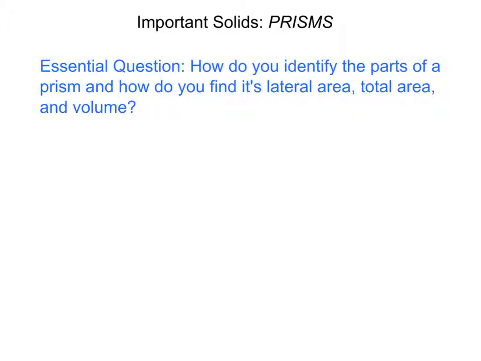First of all, let's define what a prism is. A prism is a solid figure whose bases or ends have the same size and shape and are parallel to one another, and each of whose sides is a parallelogram.